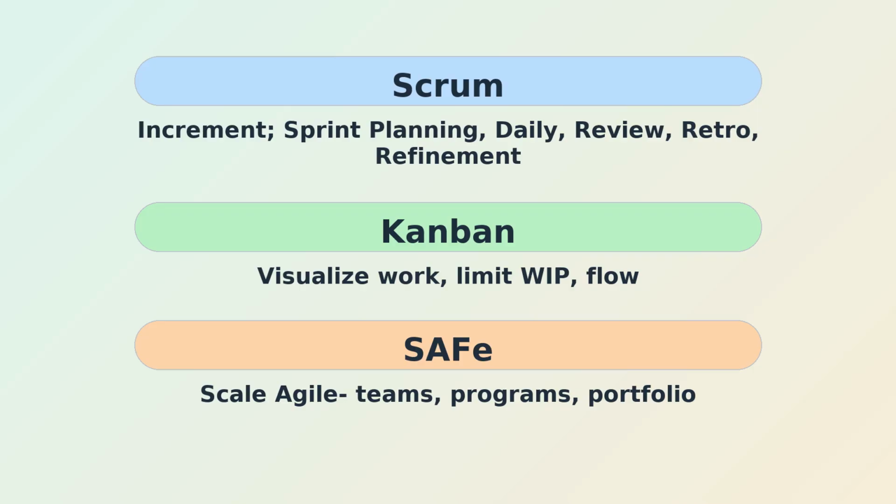Agile frameworks at a glance. Scrum centers on the increment and its ceremonies: sprint planning, daily Scrum, review, retrospective, and ongoing refinement. Kanban improves flow by visualizing work and limiting work in progress. SAFe scales agile across teams, programs, and portfolios.